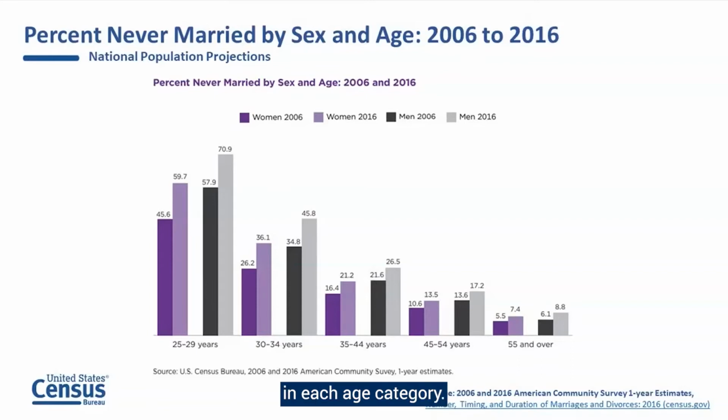In 2006, 46.6% of women were never married. In 2016, that number jumps to almost 60%, a change of over 14%. In the 30 to 34 age group, the never married group increased from 26% to 36%. And what this is showing us in a very short period of time is that people are waiting to marry.